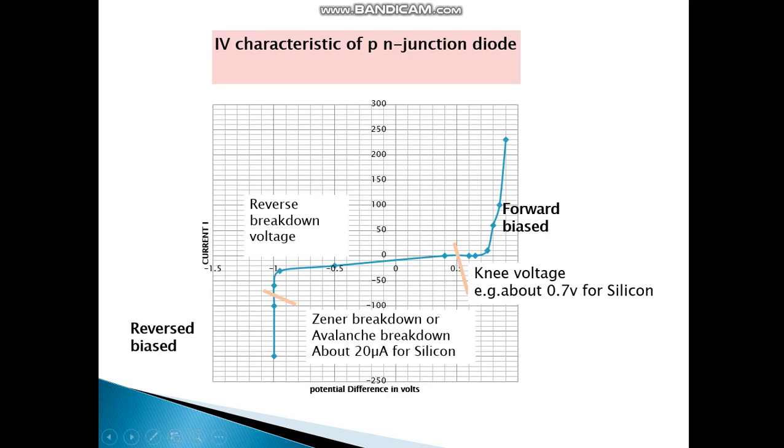This is the IV characteristics of a p-n junction diode. This is the forward bias characteristic, with the current on the x-axis and the voltage on the y-axis. This is the reverse bias, the lower one. We can see the knee voltage for silicon is about 0.7 volts. Zener breakdown or avalanche breakdown is about 20 microamperes for silicon. This is the reverse breakdown voltage. We will talk about this again next time.